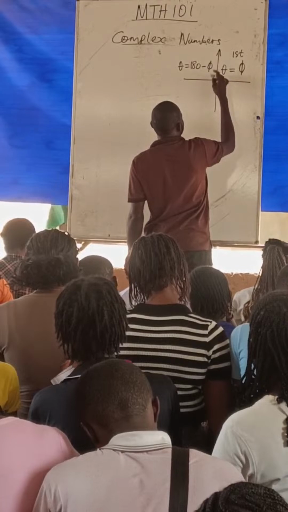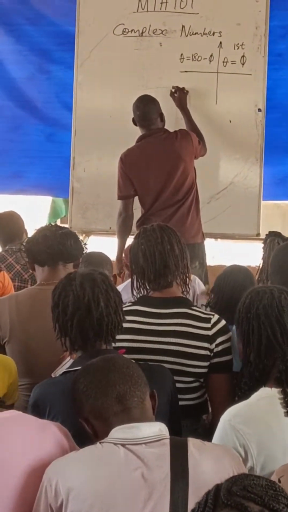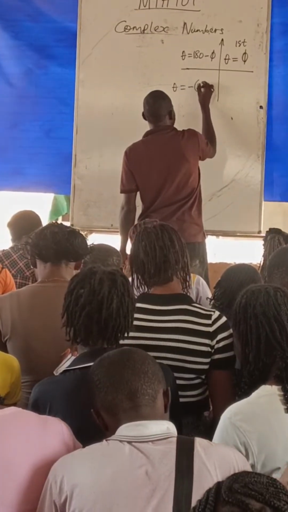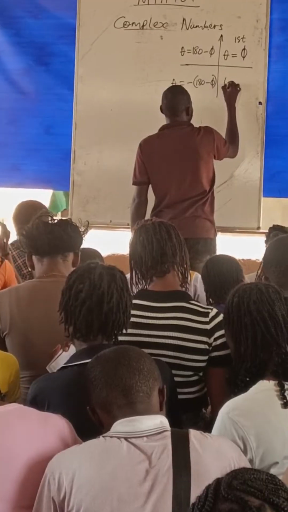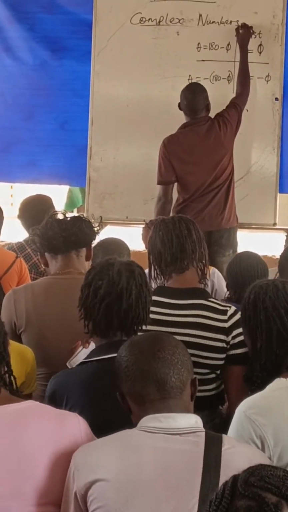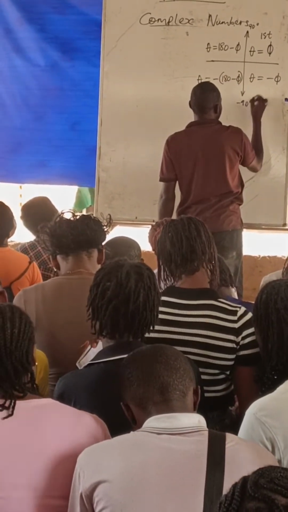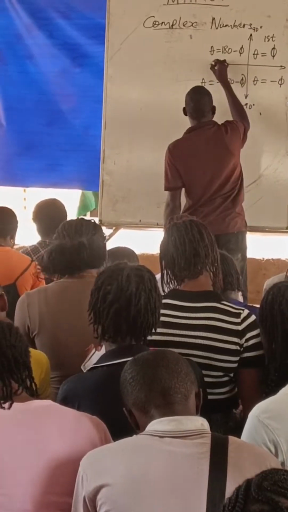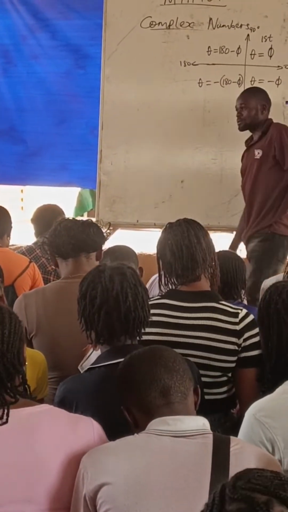This theta is just arguments, the principal arguments. Then in this place, theta is equal to negative bracket 180 negative 5. It's very simple. Then here, theta is equal to negative 5. Then here, this is 90 degrees. This place is negative 90. Then this place is 0. This place is 180. Take the diagram.